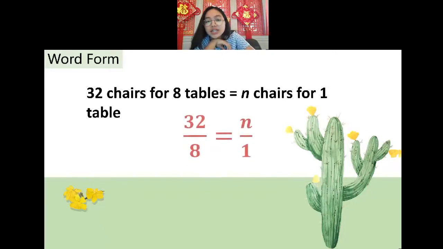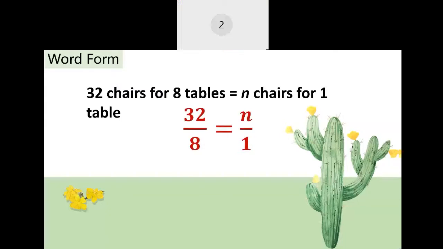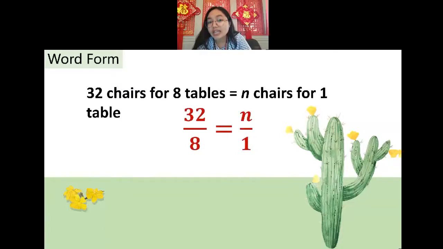So that is 32 over 8 equals N over 1. Okay, so you have to say it to me first, the numerical form, either the colon form or the fraction form. All right, or you can also have 32 is to 8 equals N is to 4. Okay, who wants to answer?